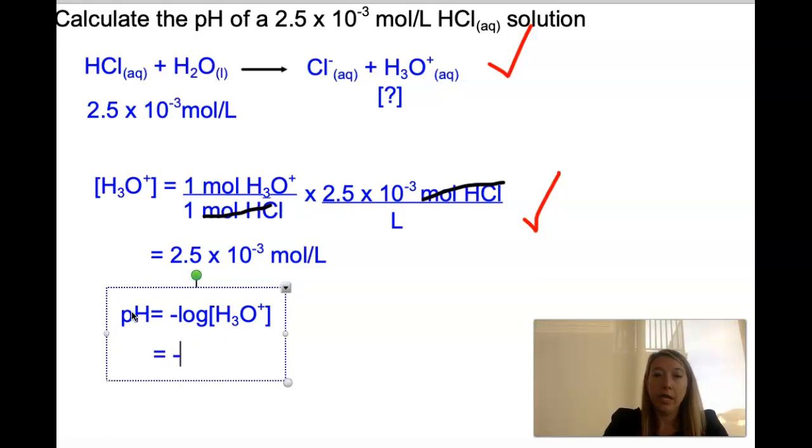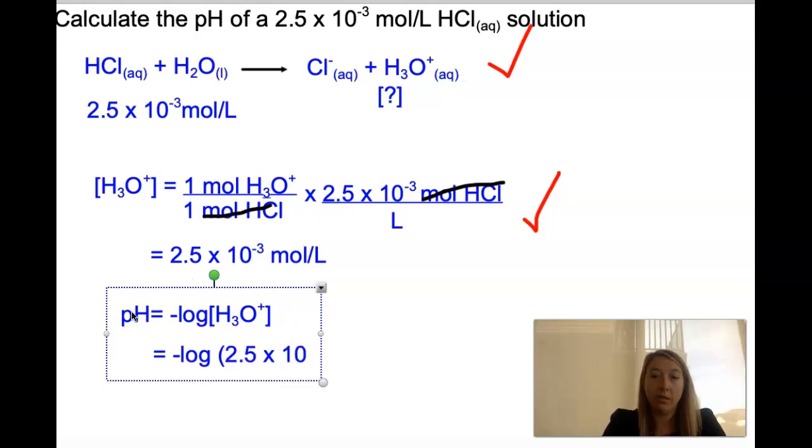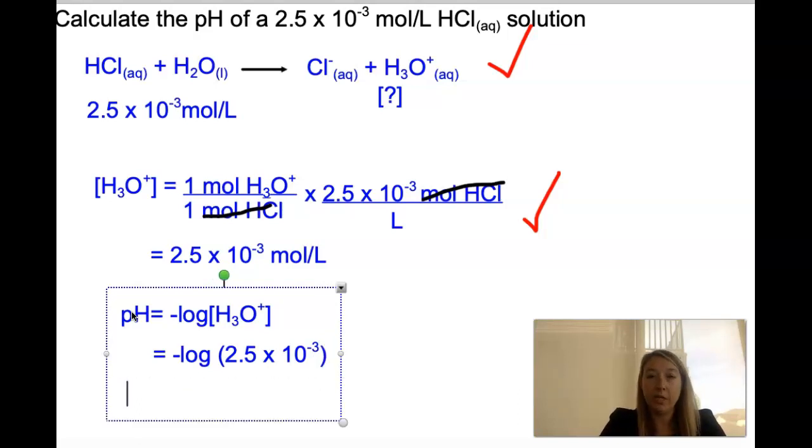Okay, so we're going to do negative log of our answer, so that 2.5 times 10 to the negative 3. I want to say we talked about this when we were reviewing at the very start of the year, but maybe I forgot. Remember, our pH rules are wonky, right? So this has 2 significant digits. That means when I calculate my pH, I should be going to 2 decimal places. So negative log of 2.5 times 10 to the negative 3, I should be coming up with 2.60 as my answer.